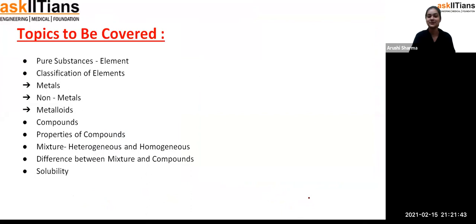So students, these are the topics which we are going to cover in today's session. Pure substances, elements, and classification of elements like metals, non-metals, and metalloids. Then we are going to see what compounds are and what the properties of compounds are. Then we'll come to what a mixture is, and then heterogeneous mixture and homogeneous mixture. Then we'll look at the difference between a mixture and a compound, and in the last we'll talk about solubility.